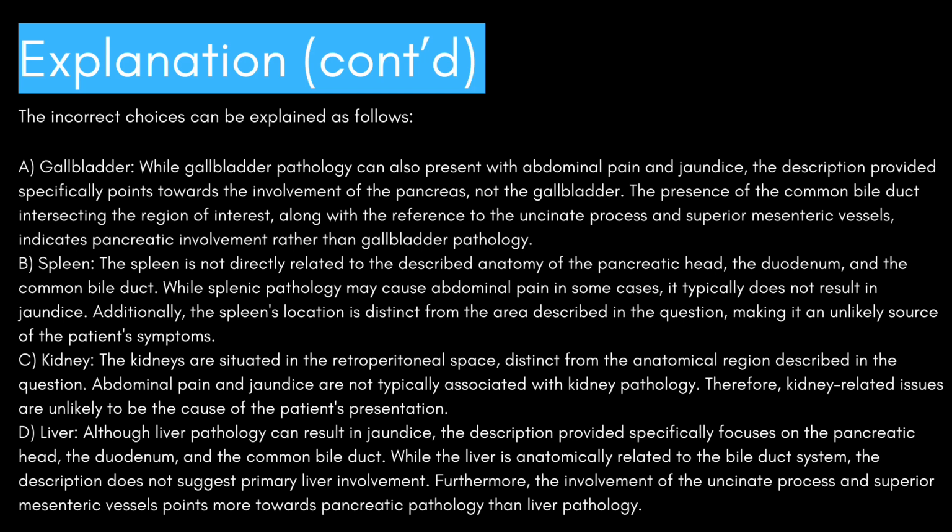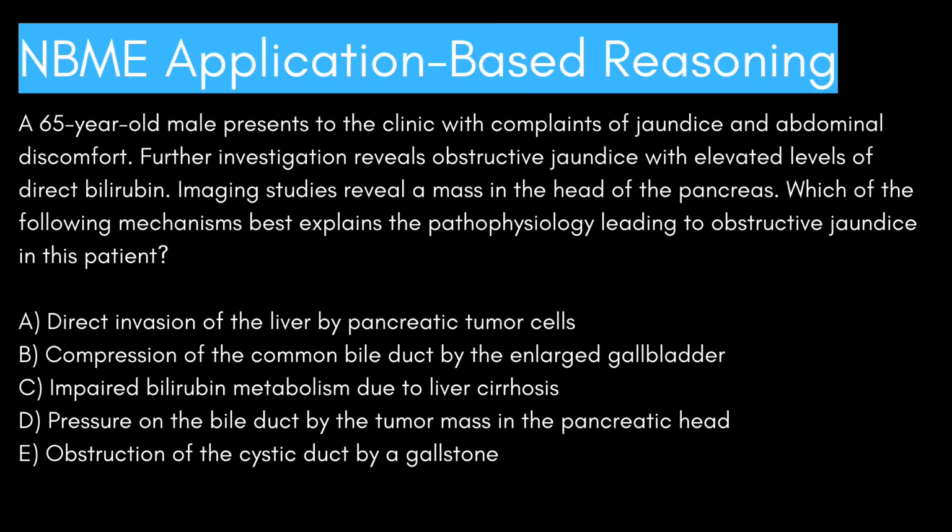All right, now that we have covered this question, let's move on to look at the next question. A 65-year-old male presents to the clinic with complaints of jaundice and abdominal discomfort. Further investigation reveals obstructive jaundice with elevated levels of direct bilirubin. Imaging studies reveal a mass in the head of the pancreas. Which of the following mechanisms best explains the pathophysiology leading to obstructive jaundice in this patient?